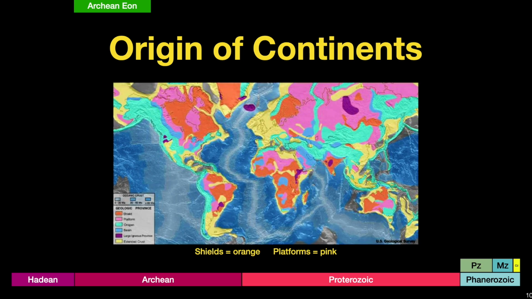On this map of the world, the continents are colored in a strange scheme, but the shields are the orange bits, and the platforms which surround them are the pink bits. All continents have shields and platforms, aka the cratons, in the center of them.